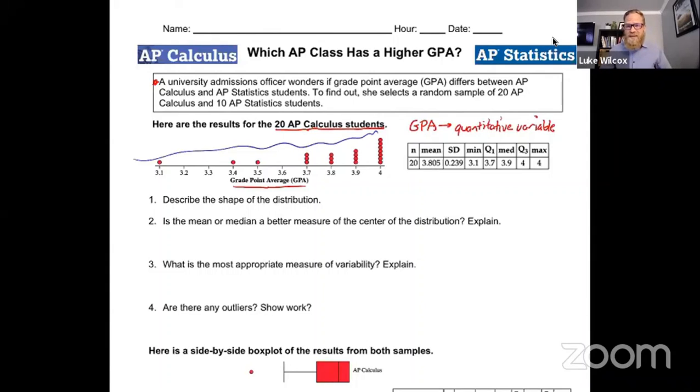I usually like to give a word out in front of that, like slightly or moderately. This is a fairly strongly skewed left distribution. So I'm going to say strongly skewed left.